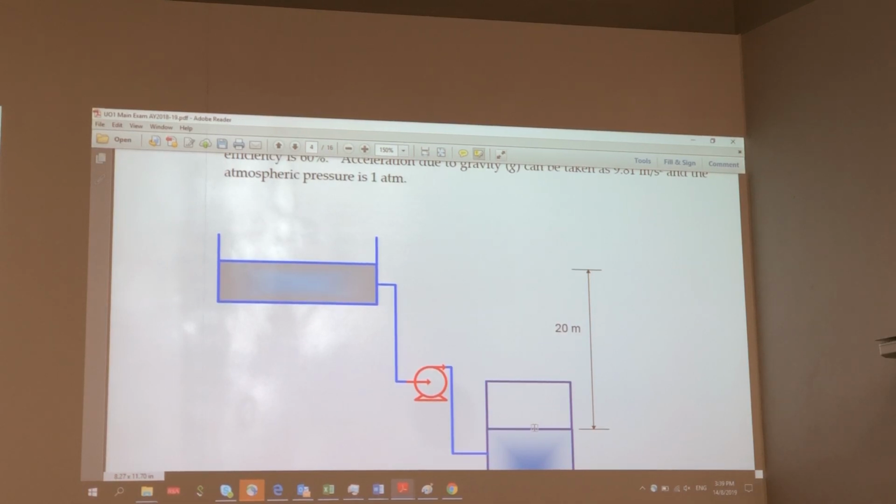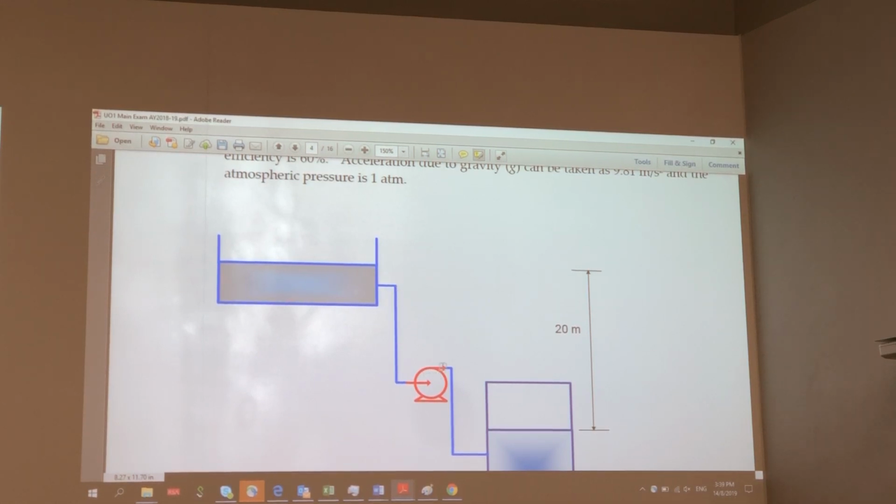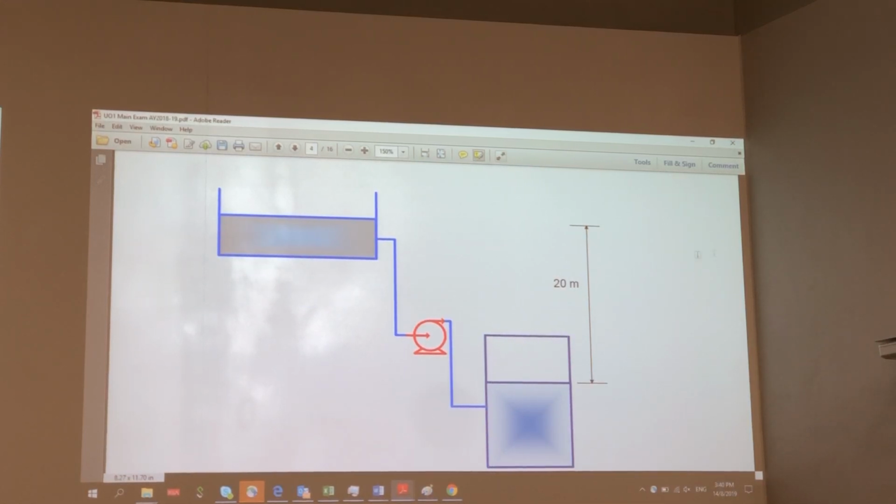So what is the flow direction? It will flow from here through the pump, then go down to the pressurized tank. Okay? One question is, now it's flowing from the higher one to the lower one. Why do you still need a pump? Because this tank is pressurized. But if you don't have a tank here, it's just open to somewhere, do you need a pump?